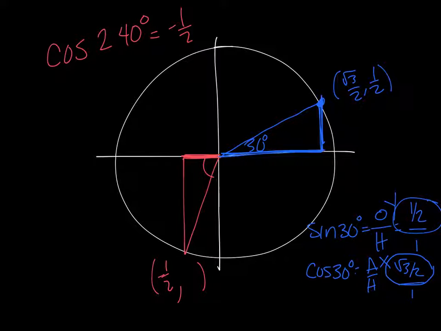Now let's talk tangent. I haven't done that yet. If we want to look at the tangent of an angle, so let's say tangent of, let's use 240 degrees since we're there. Okay, it's opposite over adjacent, right?